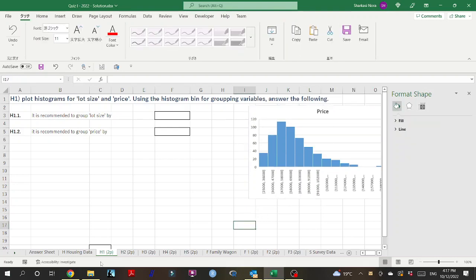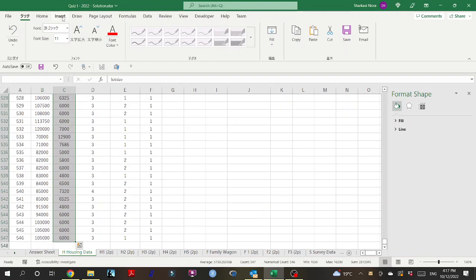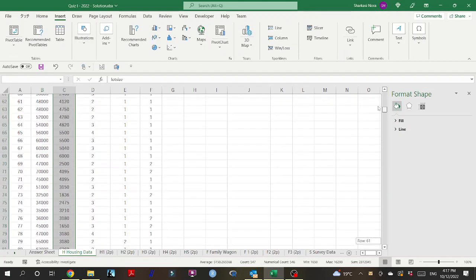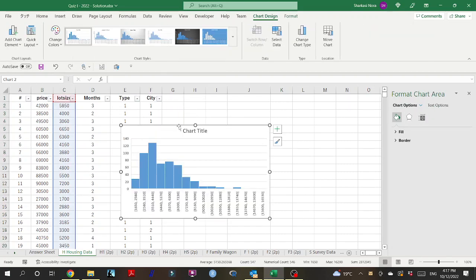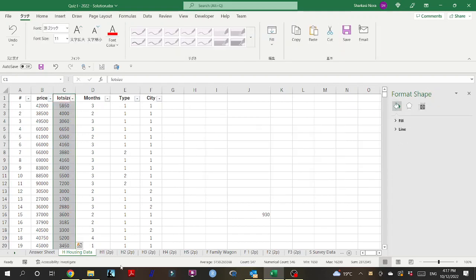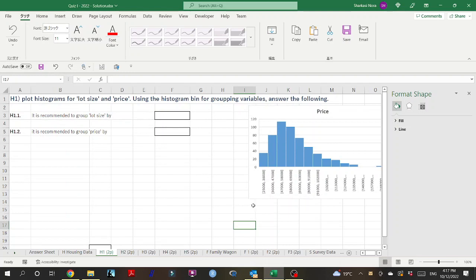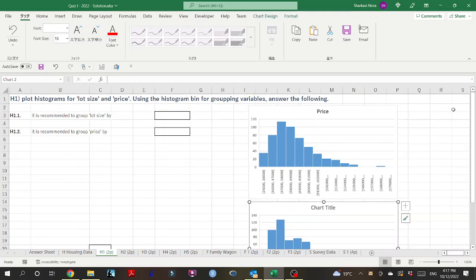All right. Then the next histogram is for the lot size. Of course, I told you in the quiz that I am not going to check this question. I'm going to give you all the 2 points because some of the students couldn't find the histogram in their Excel. I don't know why this is so.